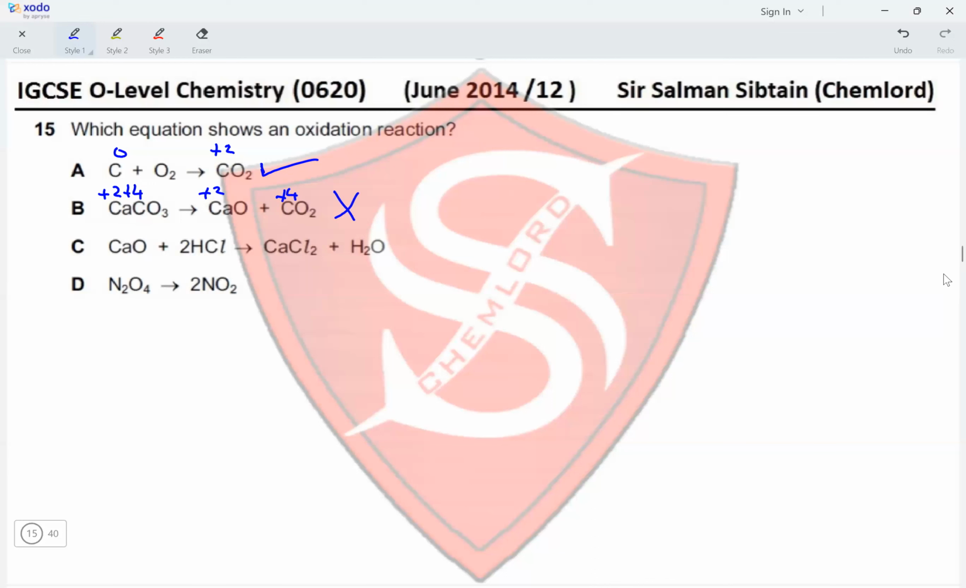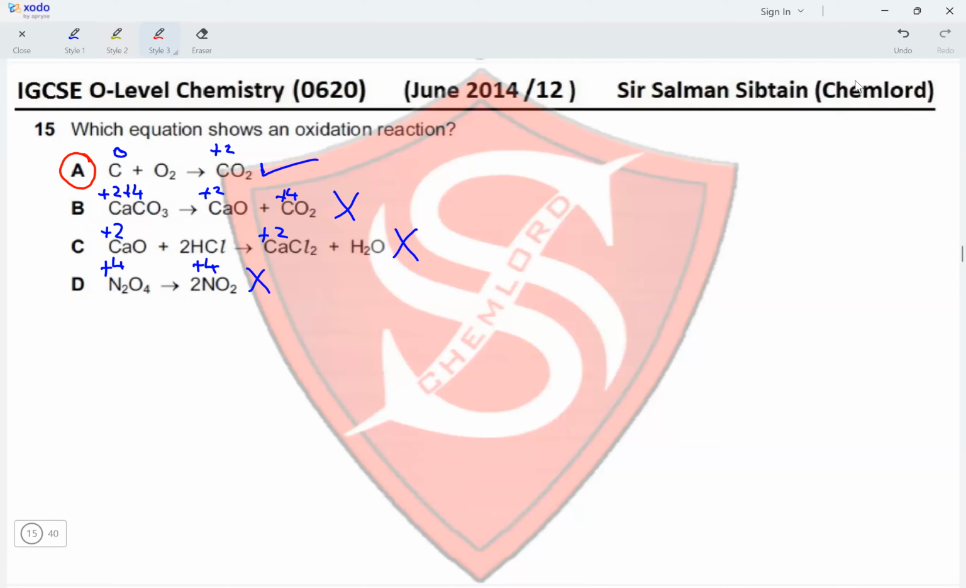Next, calcium oxide. Calcium has an oxidation state of +2 in the reactant as well as the product. So this is not a redox reaction. And in N2O4, nitrogen has an oxidation state of +4 in the reactant and an oxidation state of +4 in the product. So this reaction is also not a redox reaction. This makes option A the correct option for this question.